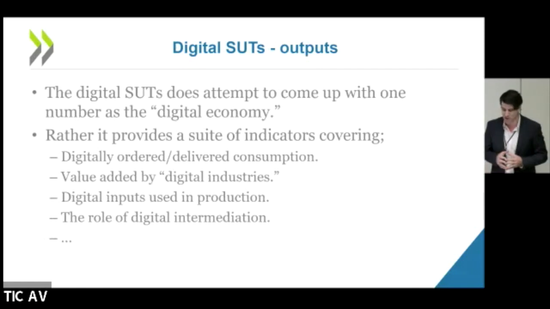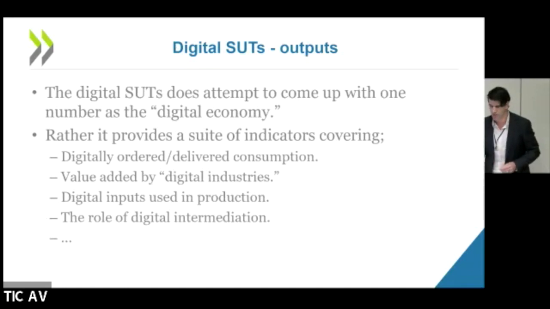exploring. And so rather, what the digital supply use tables does is focus on providing a suite of indicators. And they cover things such as digitally ordered, digital consumption, trade, so digital import and export of digital services. As I mentioned there, value added by digital industries as opposed to the underlying activities, and also the role of digital intermediation, which we feel is particularly important over the last 5 to 10 years and likely to be more so into the future.